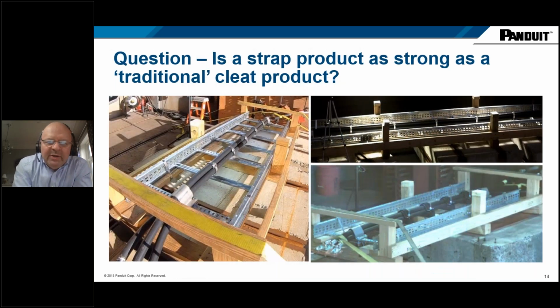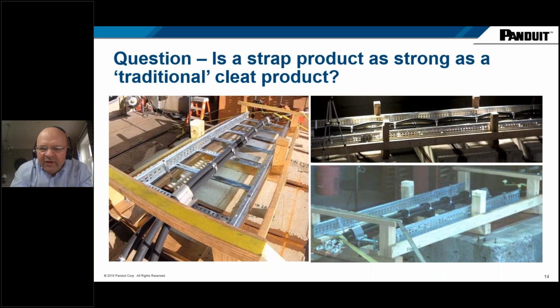So one of Panduit's solutions to this is to use stainless steel straps or stainless steel cable ties, both of them double wrapped. And the question that we're often asked is, is a strap or stainless steel cable tie as strong as a traditional cleat product? In the bottom right-hand corner, you have a traditional product, and all of these tests are done using the same size cable and the same peak current in terms of short circuit.